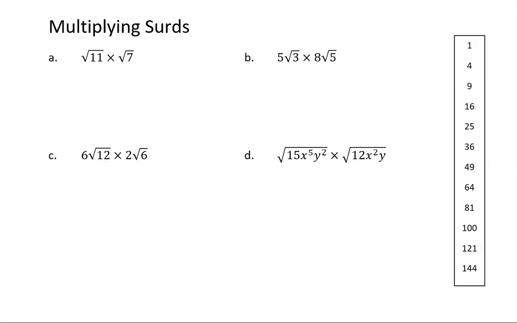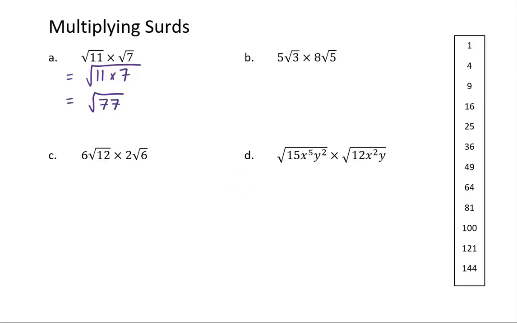The first one is we need to check that our surds are written in simplest form. We have root 11 times root 7. 11 and 7 are both prime numbers, so they're definitely written in their simplest form. Once we have our surds written in simplest form, we simply multiply the numbers under the square roots together. 11 times 7, and we can write them under the same radical sign together, and that gives us the square root of 77.